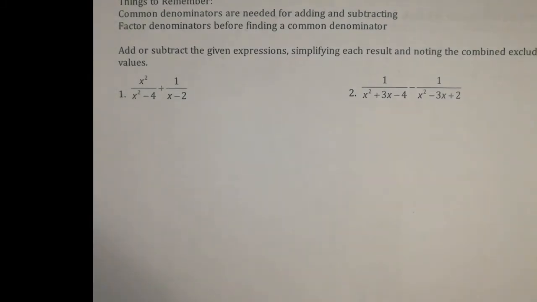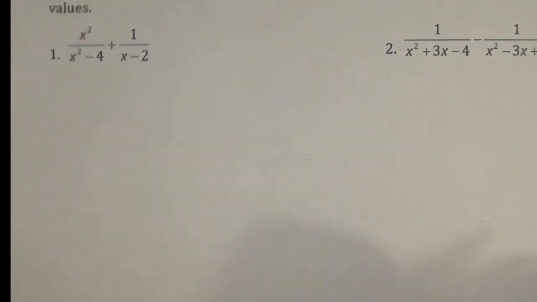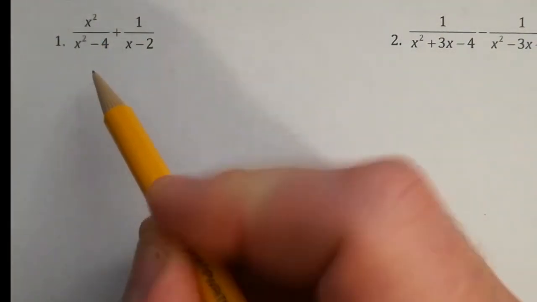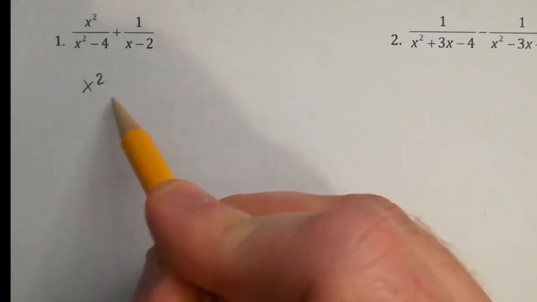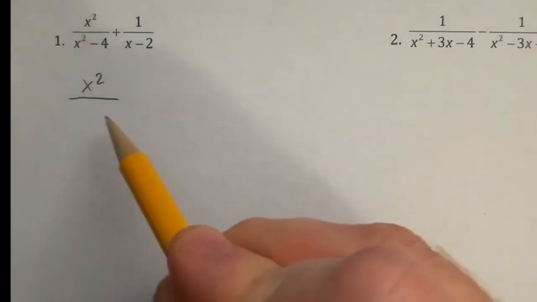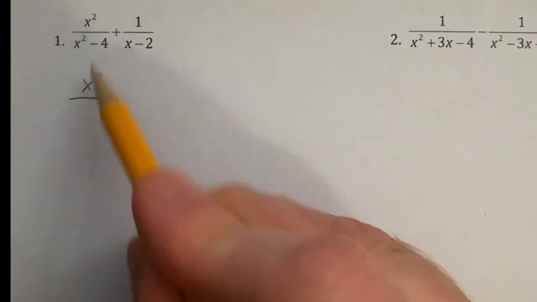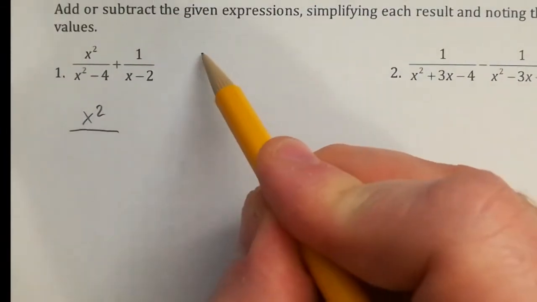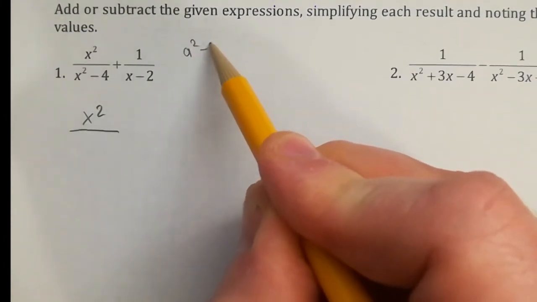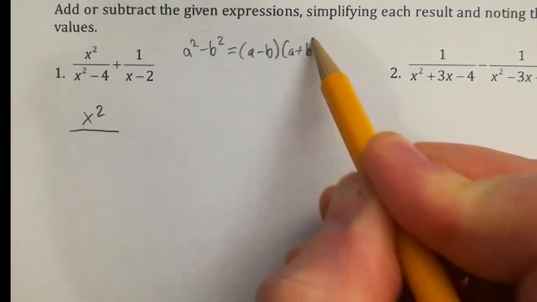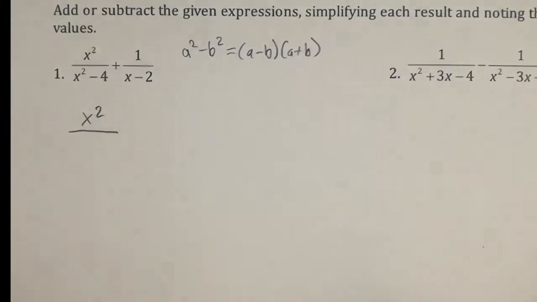Okay, now let's take a look at number one and see what this looks like. So the first thing you want to do is factor as much as you can. So the numerator we can't do anything with, and actually we really don't want to, we just want to factor the denominators. We only want to factor denominators here. Okay, so the denominator here, x squared minus 4, that's a difference of squares. And just a reminder, there's a formula there for that. If you have something squared minus something squared, you end up with that.